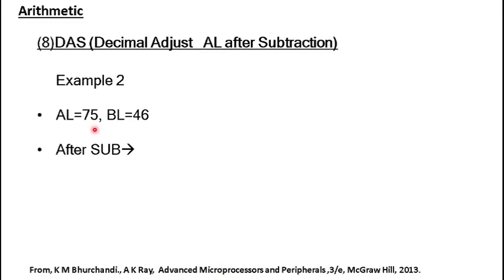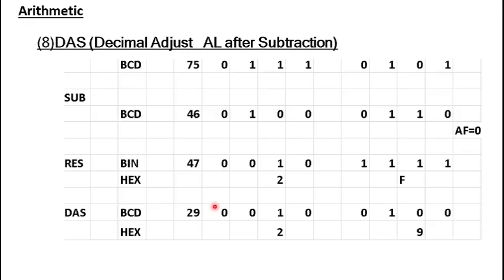Now let's consider another example. Suppose that AL is having 75 and BL is having 46, and we need to subtract 46 from 75. 75 is represented in packed BCD format like this, with upper nibble 7 and lower nibble 5. Then 46 in packed BCD has upper nibble 4 and lower nibble 6. Upon subtraction, as it is a binary subtraction, the lowest nibble turns out as F, or 15, and the highest nibble is 2. The actual answer we expect is 9 in the lowest nibble and 2 in the highest nibble.